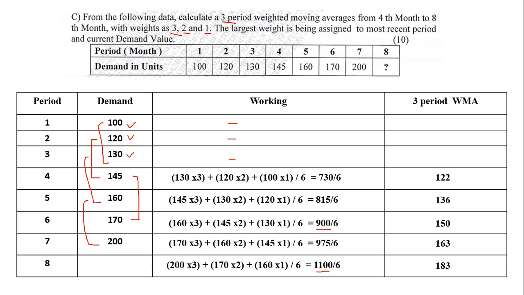So this is how you had to solve the 3-period weighted moving average problem sum which appeared in that paper. Whenever they give you 3 periods, the first 3 values will remain nil. Thereafter we take from the 4th period onwards, multiply with the weights, the latest being multiplied with the first weight, the middle one with the second weight, and the very first one with the last weight. Multiply, add up, and divide by 6 because the total of the weights was 6. Divide and you will get your final answer.